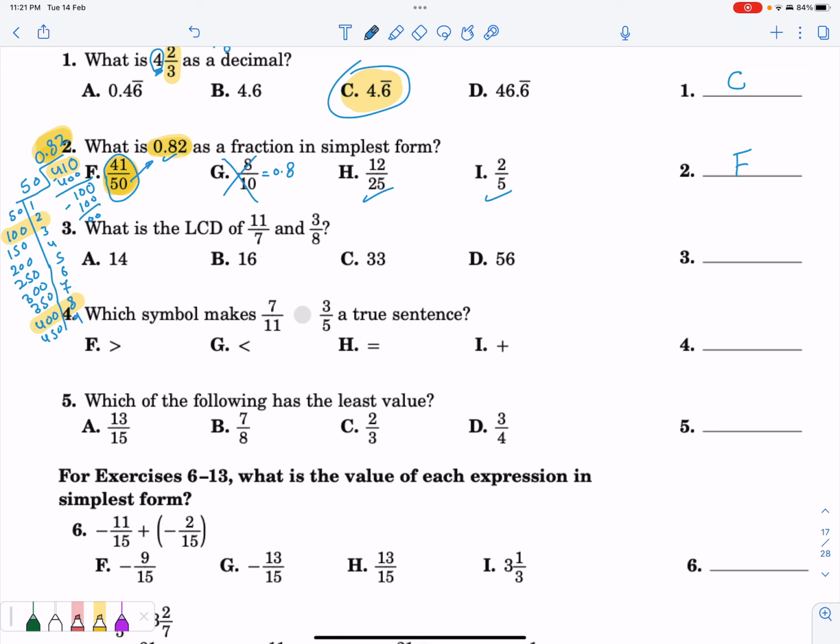Okay? Question 3. What is the LCD of 11 over 7 and 3 over 8? What is LCD? LCD means least common denominator.